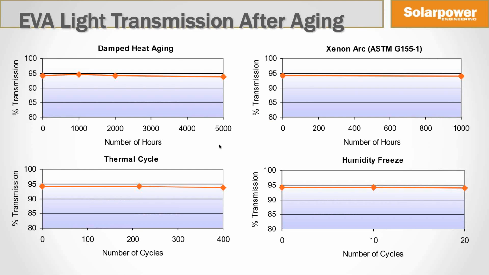What is plotted over here is percentage transmission as a function of weathering time. So these four plots are for different accelerated weathering conditions typically used in the PV industry. And you can see from the different plots that the EVA transmission does not show any deterioration after exposure to these cycles, thus reinforcing the point of the durability of EVA in this application.